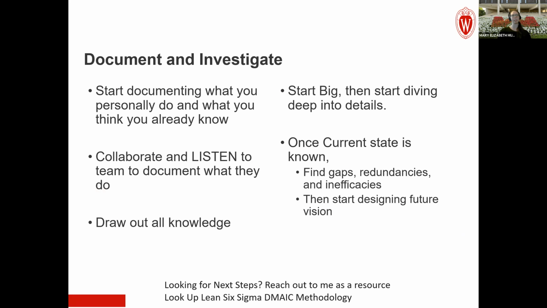You want to start documenting what you personally do and what you think you already know. Collaborate and listen to the team to document what they do. Draw out all the knowledge amongst your lab, and start big, then start diving deep into the details. Once your current state is known and you've found some gaps, redundancies, and inefficiencies, you can then start designing your future vision, your expectation of what you'd like it to look like in the future.